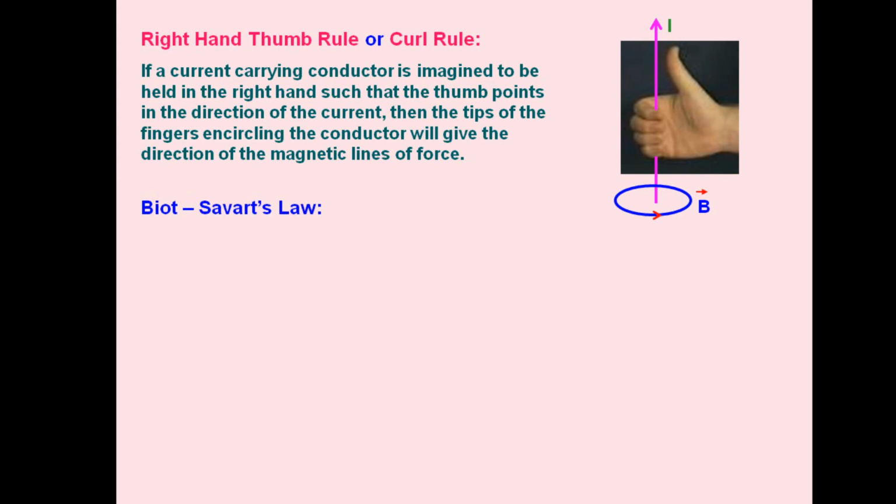Now the very important law, let's begin with this. Biot-Savart's law. In the Oersted experiment, we have discussed that current passing through a conductor produces a magnetic field. But how much magnetic field is produced was not given by Oersted. It was calculated by Biot and Savart through their law, which they gave collectively. So we call this Biot-Savart's law.